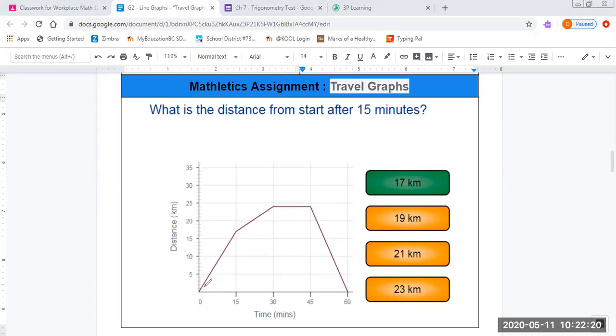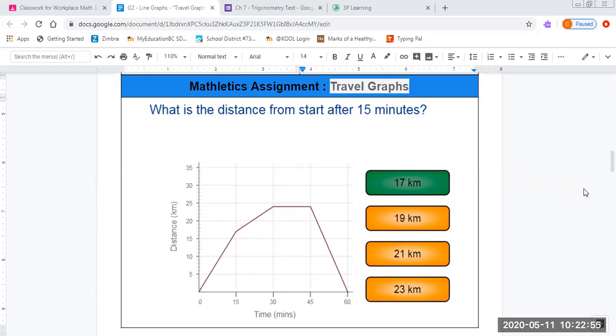The start is at time 0, and 15 minutes is right here. What we have done is gone from 0 kilometers all the way up to this point here, which is hard to tell exactly what that is. But when we look at it closely, it looks like it's not quite halfway between 15 and 20. So that looks like it is 17, and that is why that would be the correct answer. Hopefully that makes sense to you. Let me just erase this and we'll move on to the next question.